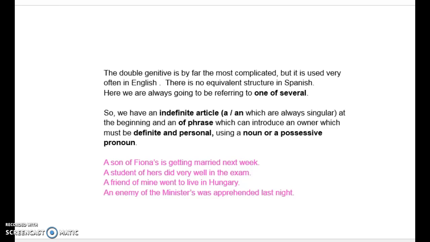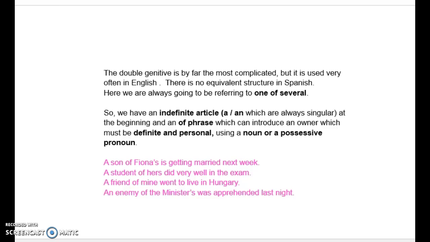In the next example, you have a friend of mine went to live in Hungary, and there you have an indefinite article. You have the noun, you have an of phrase with a possessive pronoun. A friend of mine means that I have many friends, but only one is going to live in Hungary. And the other one where you have an indefinite article that starts with an, that is an because the next word starts with a vowel. And so you have an enemy of the minister's, apostrophe S, was apprehended last night.